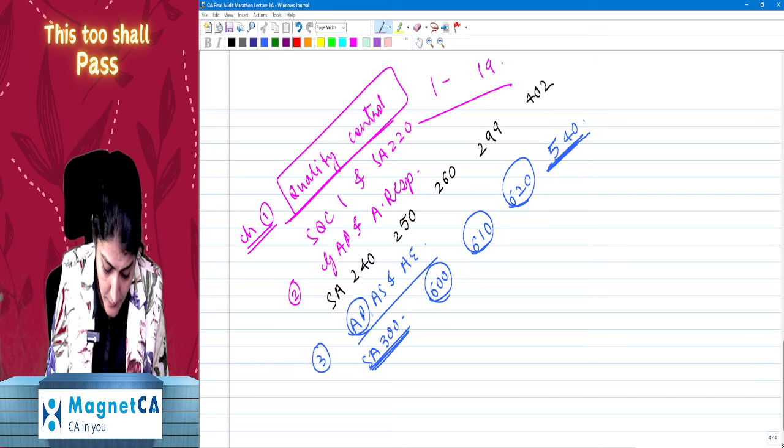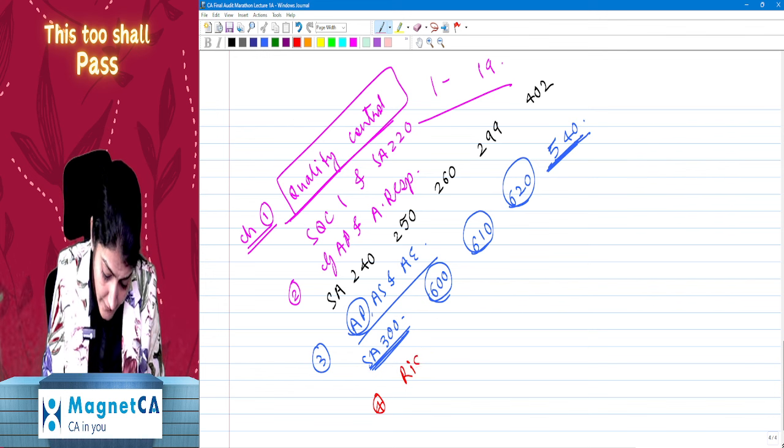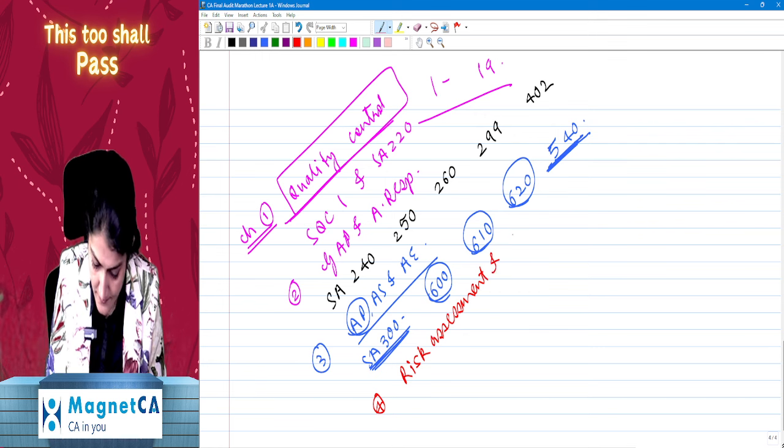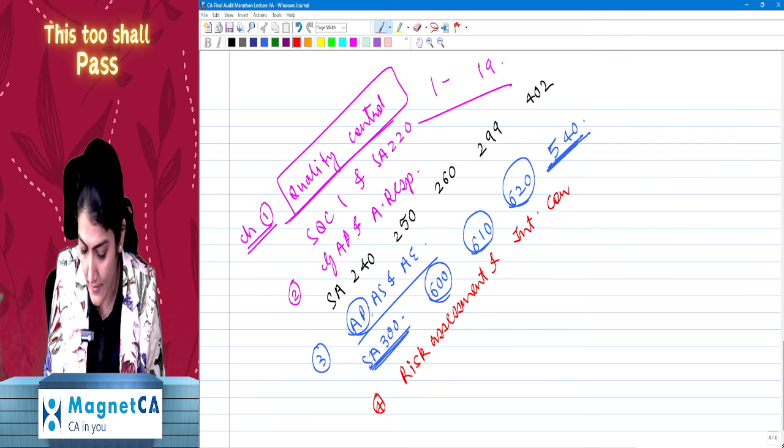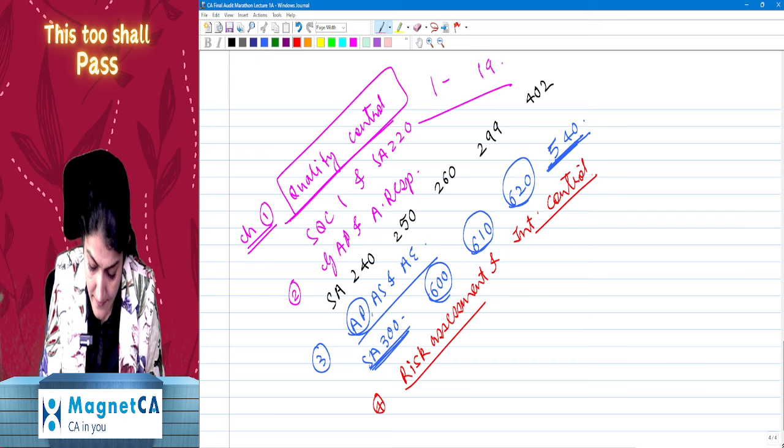Then after that we have chapter 4, which is risk assessment and internal control. So risk assessment is discussed where?